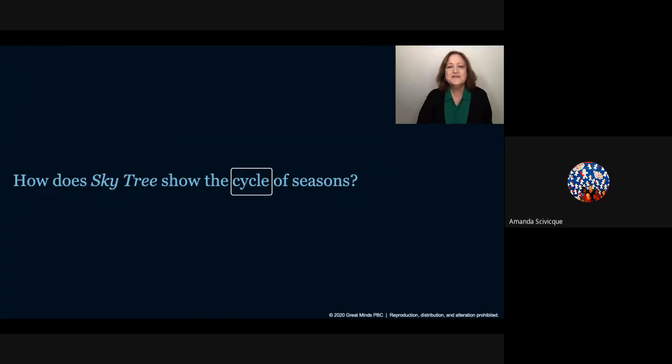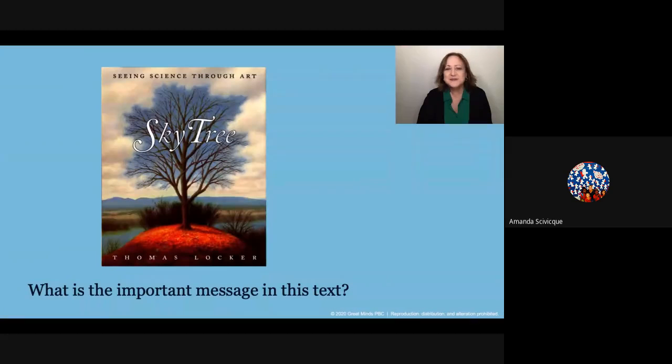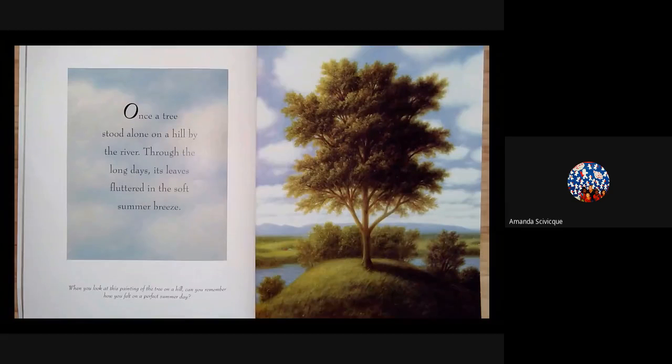Today, we're going to investigate the meaning of the word cycle and also how that word is connected to the important message in Skytree. As we dig back into Skytree together, we'll want to keep this question in mind. What is the important message in this text? We'll be exploring the first section of the text and the last section of the text to help us think about the important message. Let's take a look at the first 2 pages of Skytree.